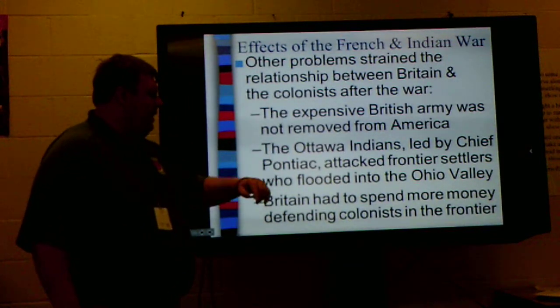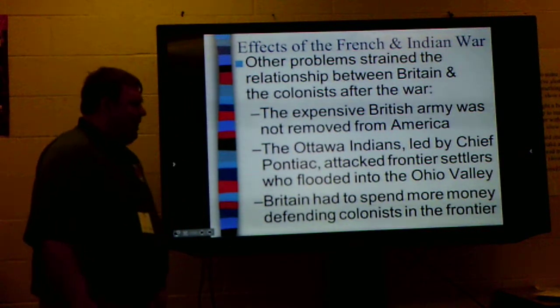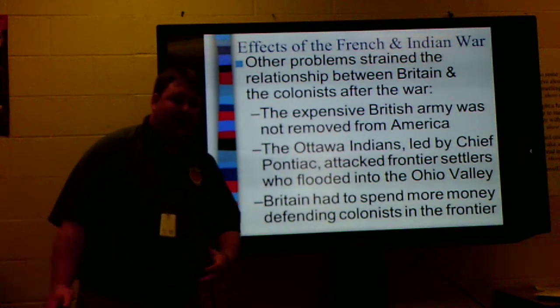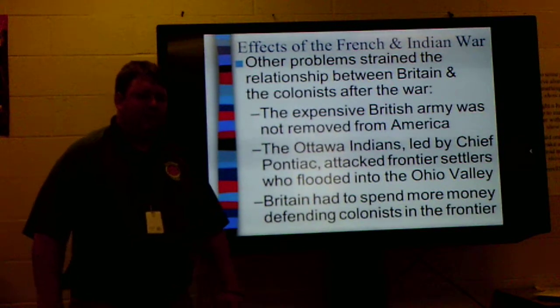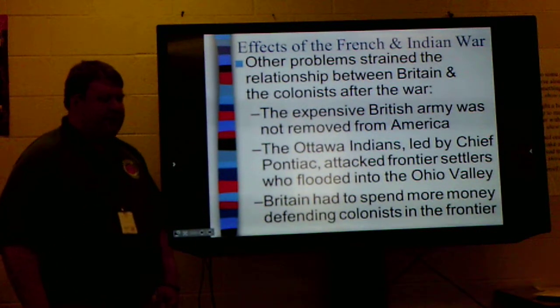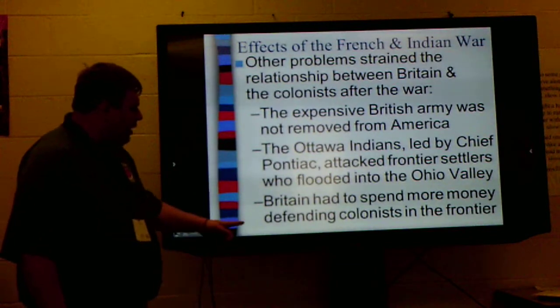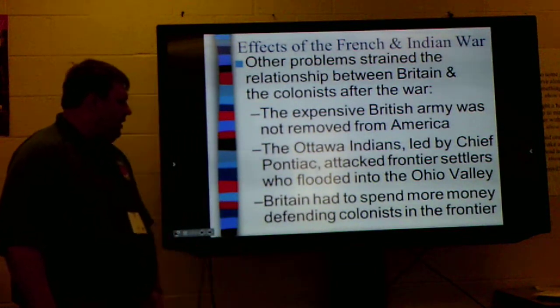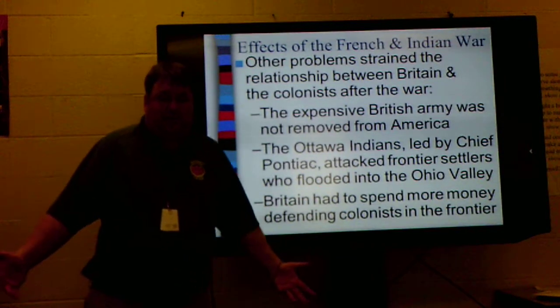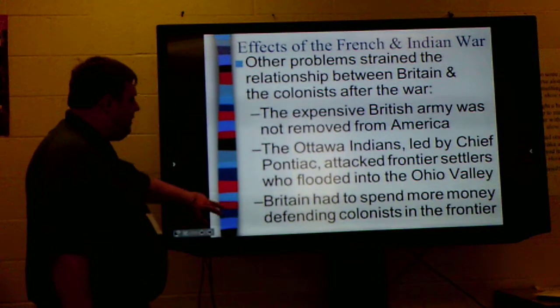The Ottawa Indians, led by Chief Pontiac, attacked the frontier settlers who were going into the Ohio River Valley, trying to move into that land that had been won from the French. So they have this incident called Chief Pontiac's War. Britain had to spend more money defending the colonists on the frontier, and they were already out of money. They were in debt. How are they going to pay for this?